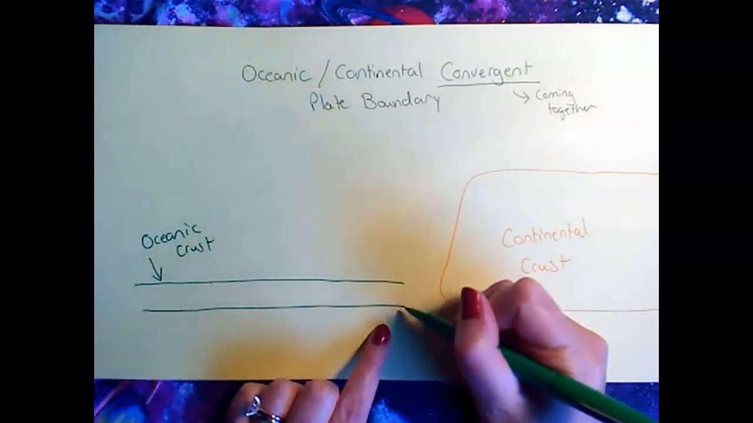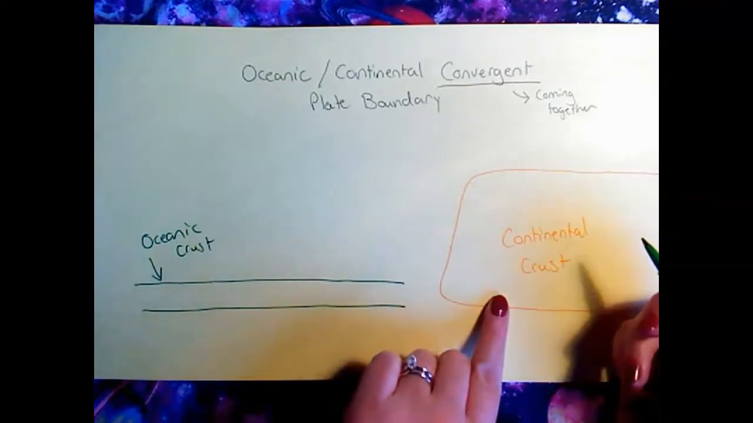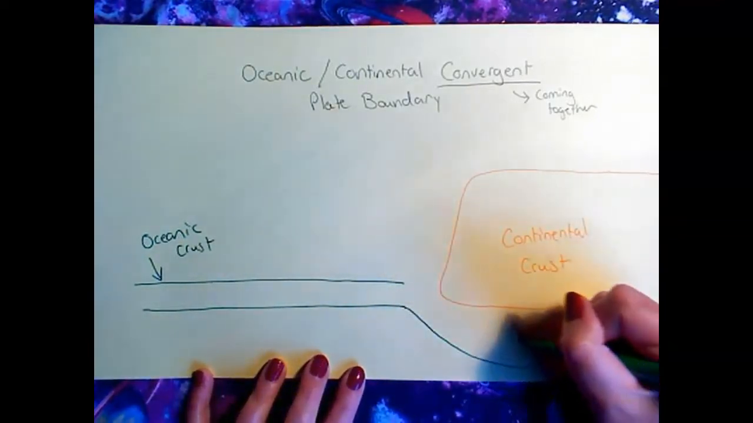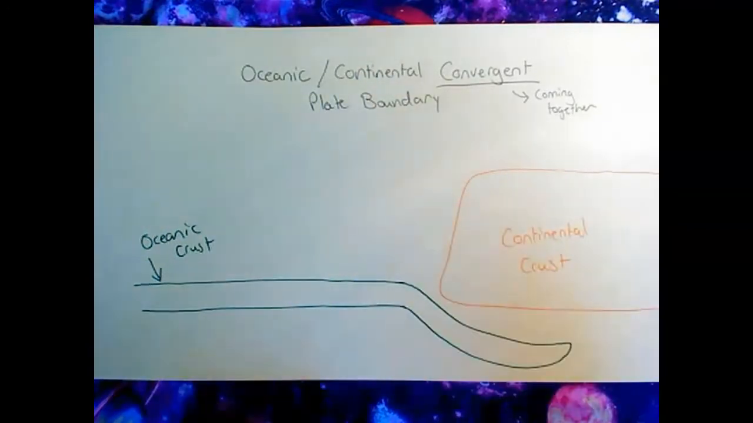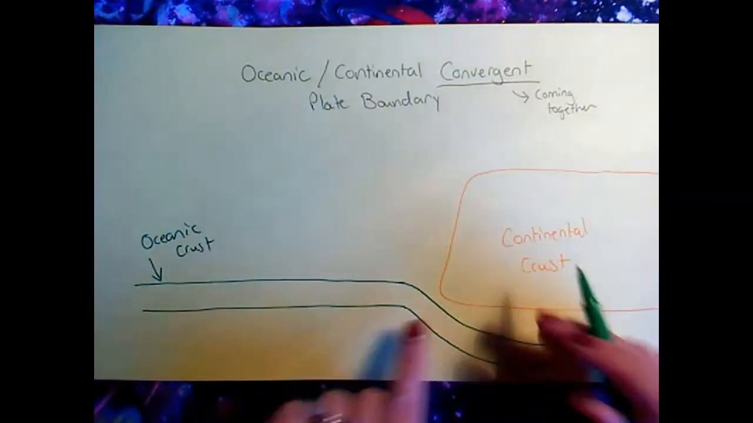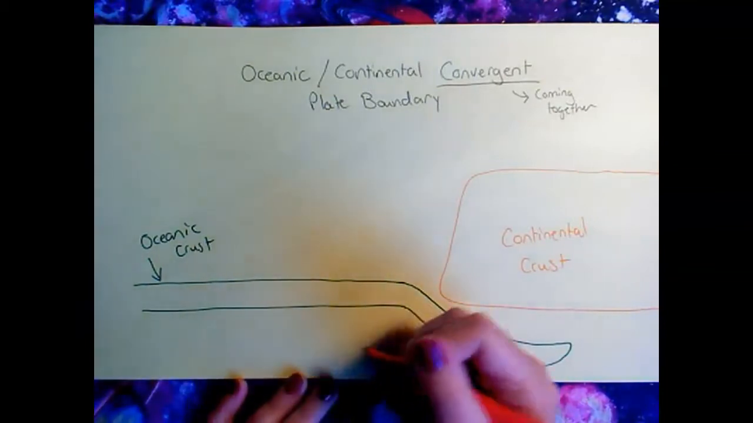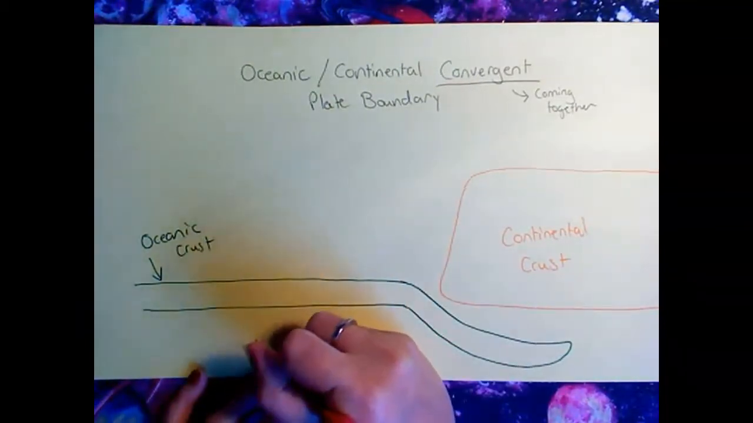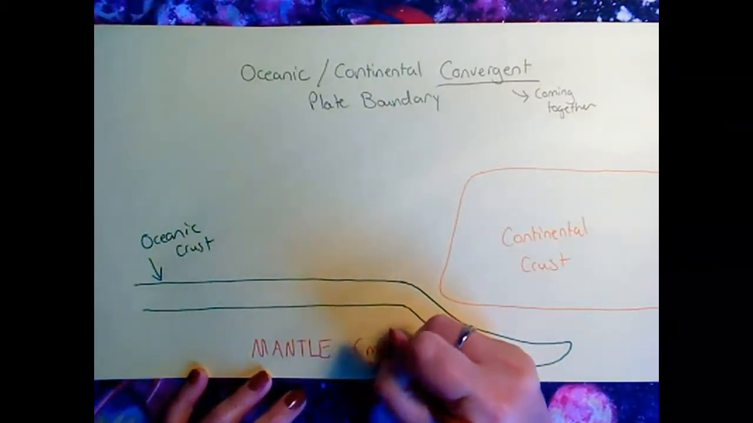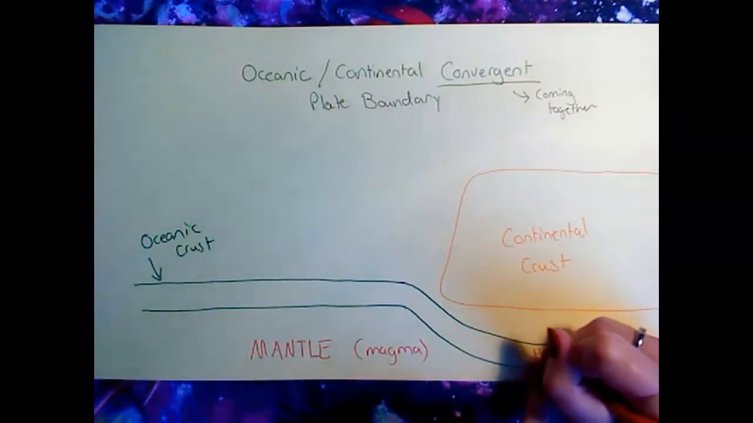What's going to happen is because this oceanic crust is way more dense than the continental crust, it's actually going to go under the continental crust. Okay, it's going to go way under that continental crust. Now, what's under all of this crust, by the way? We have magma. Okay, we have the mantle. And what's in there? We have magma. So down here, it's going to be hot.